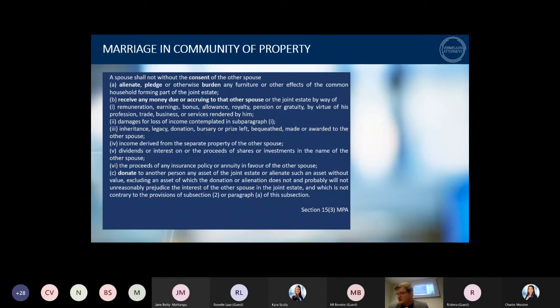You cannot get the proceeds of any insurance policy or annuity in favor of the other spouse. And you cannot make a donation without value, excluding an asset of which the donation or alienation does not and probably will not unreasonably prejudice the interests of another spouse in the joint estate, without their consent. In other words, you can make a donation.